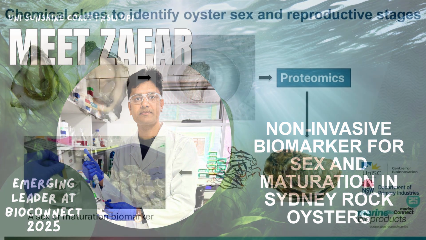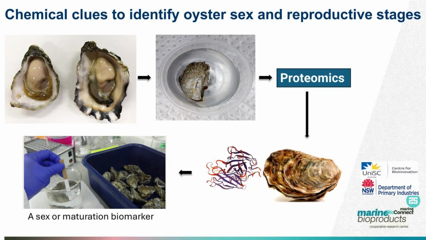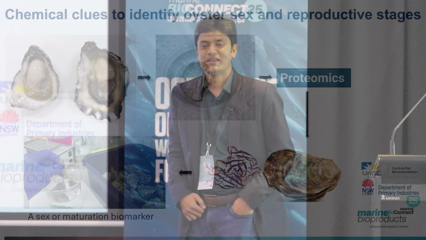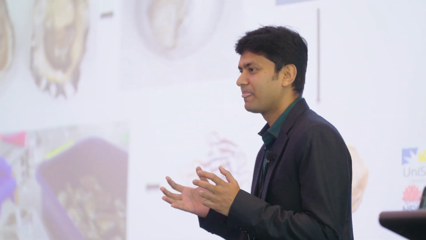Good afternoon, everyone. Today I'm going to present one of my PhD research aims, which is called chemical clues to identify the oyster sex and reproductive status. Have you ever looked at an oyster and wondered, is it a male or female? Is it mature or immature? I think it's very hard to tell just by looking at them, because the oyster doesn't have any external sexual dimorphism.